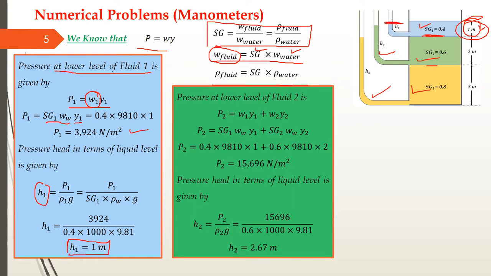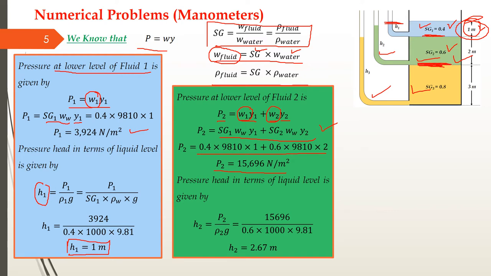Similarly, if you want to find out the pressure at the lower level, certainly the pressure at the lower level will be the pressure exerted by this fluid and the pressure exerted by this fluid, both these fluids. So P2 equals W1 into Y1, that is the specific weight of fluid 1 multiplied by Y1, this distance, plus W2 Y2 for this fluid. Again, because specific gravity is given to us, we will convert and put these values over here. After putting the appropriate values, we will get P2 equals 15,696 Newton per meter square. So this will be the pressure at this lower level.